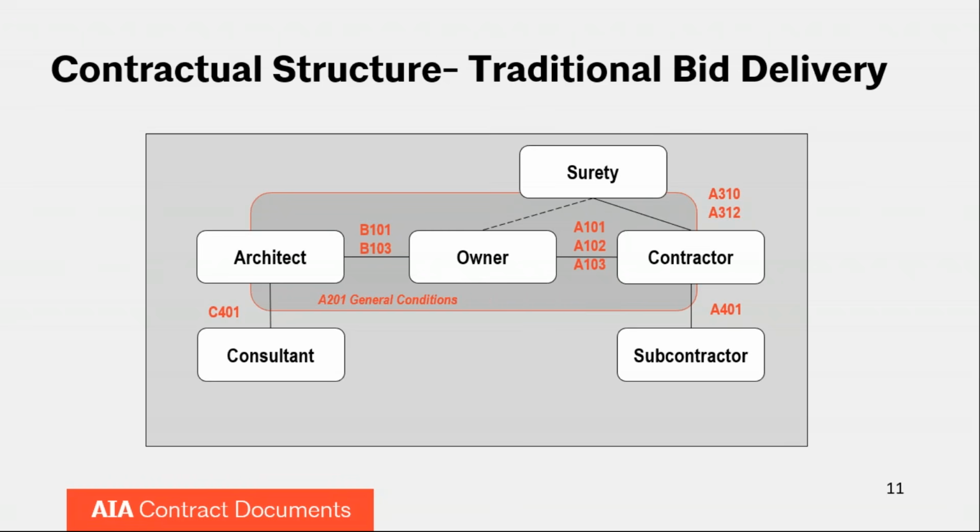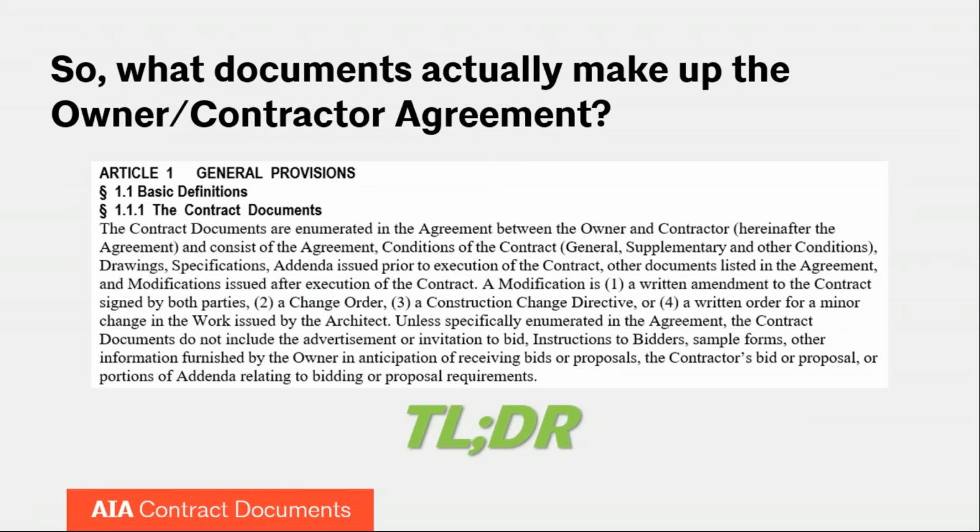What binds this all together, though, is the A201 general conditions. So from a contractual perspective, the owner and architect have agreed that the architect is going to perform some obligations that are listed in the A201. And similarly, the owner and contractor have agreed that the contractor is going to coordinate with the architect for certain activities that happen during construction. And all of that coordination is housed in the A201.